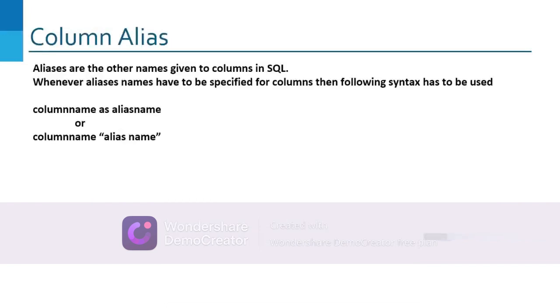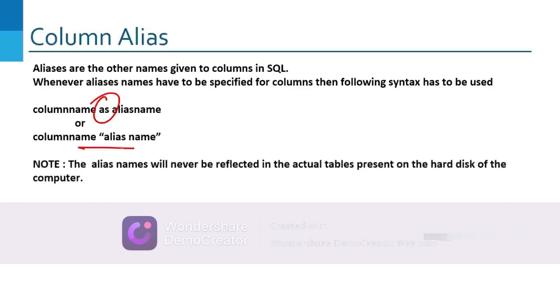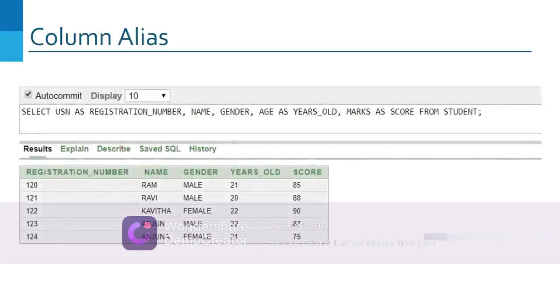Now how to do this? So we do this using two methods. We actually use the AS keyword or we directly write it like this, right? So generally you must have seen employee E1, employee E2. Why do we do that? Because I don't want to write employee every time. I want to make it a shortcut. I want to write E1, E2, something like that. So the alias name will never be reflected in the actual table. These are just temporary names, not the actual names which are present in the hard disk of the computer, okay?